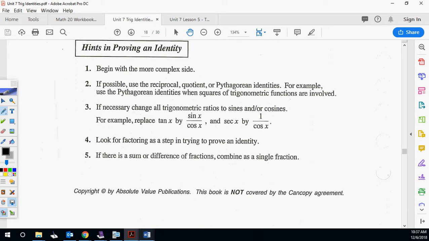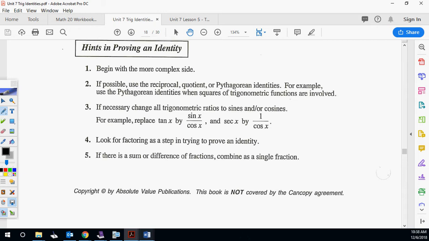So, hints to proving an identity. Begin with the more complex side. So start with the stuff that's harder. I know the first one was very simple, but obviously tan cos is more difficult than sine, so we start with the tan cos. If possible, use the reciprocal, quotient, and Pythagorean identities to simplify the sides until you get them to be equivalent. If necessary, change all trig ratios to sines or cosines. Sometimes it helps to change them, sometimes it doesn't.